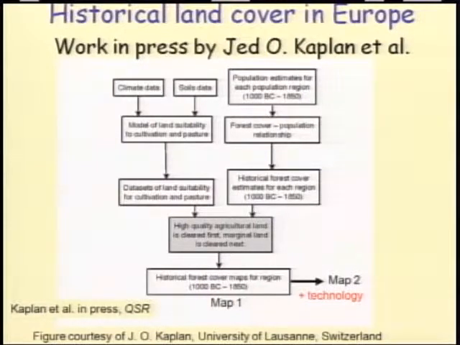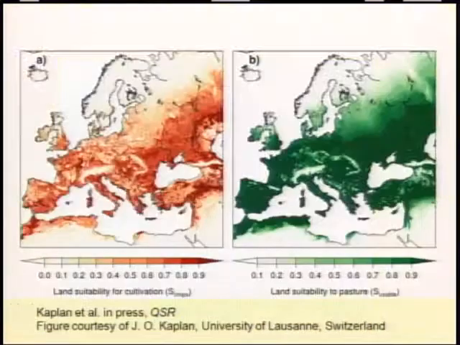It is based on climate data and soil data to produce a model of land suitability for cultivation and pasture, and also on population estimates for each population region from 1000 BC to 1850. It also takes into account technology and produces historical forest cover maps for Europe, two versions, one where technology is not taken into account and one in which it is taken into account.